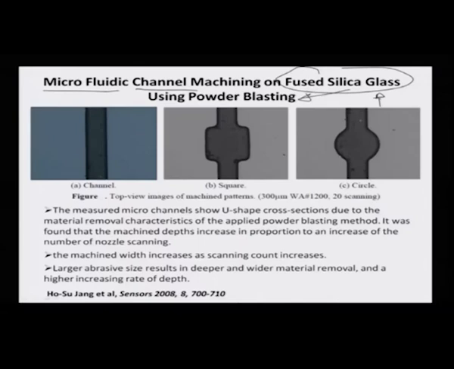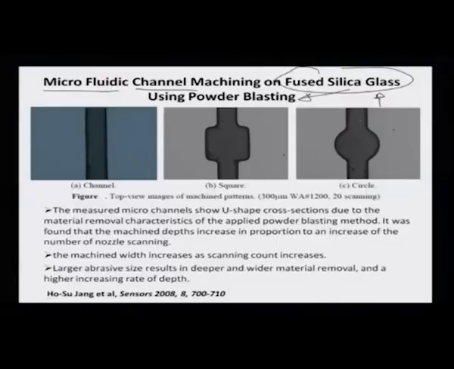Okay. And as we learned before in our fundamental processes, the principal mechanism is brittle fracture, therefore the materials which are amenable to brittle fracture are the better machined substrates. So all the examples that we have seen so far in the research literature are on such brittle materials and micromachining on them. This example has been reported from a work by Zhang et al., published in Sensors in 2008, which talks about making these different square, circle and straight channel shapes on top of a fused silica glass.